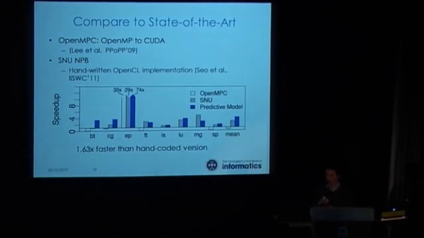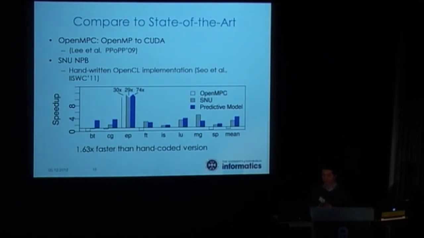For our last comparison, we compare to the state of the art, which is OpenMPC, a compiler that translates the OpenMP program to a CUDA program. We also compare our approach to SNU-NPB, which is a handwritten OpenCL implementation of the NAS parallel benchmarks. This time we run the code on the NVIDIA GeForce platform because CUDA can only be run on the NVIDIA platform. What we find here is that OpenMPC has no speedup for most of the applications because it does not apply certain data transformations, including array index reordering, vectorization, and memory reordering.